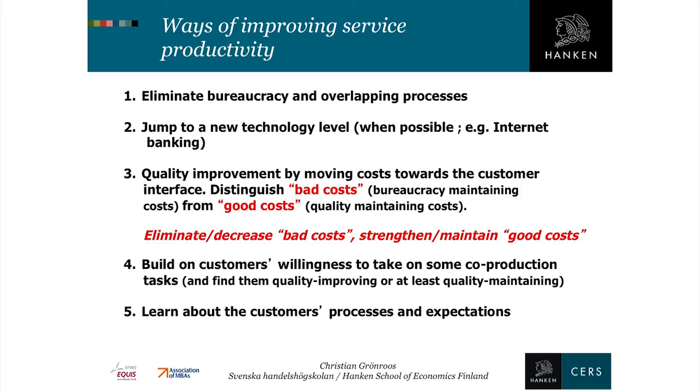Then the third point here is to improve quality and external effectiveness by moving costs toward the customer interface. What that means is to make a distinction between good costs and bad costs. Bad costs are bureaucracy-maintaining costs. Good costs are quality-maintaining costs. Bad costs, of course, are due to bureaucracy in the processes, but also to the fact that we do unnecessary things.